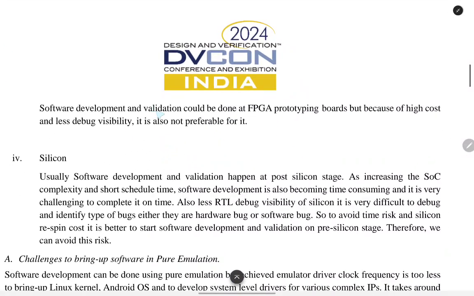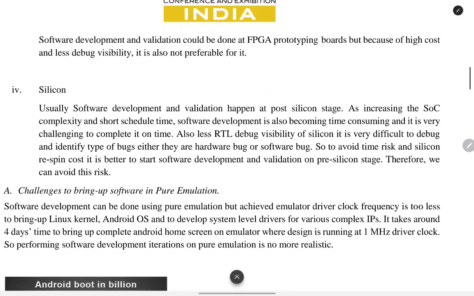Software development and validation could be done on FPGA prototyping boards, but because of the high cost and less debug visibility, it is also not preferable. Usually, software development and validation happens at the post-silicon stage. As SoC complexity increases and schedule time shortens, software development is becoming time-consuming, and it's very challenging to complete it on time. Also, there is less RTL debug visibility in silicon.